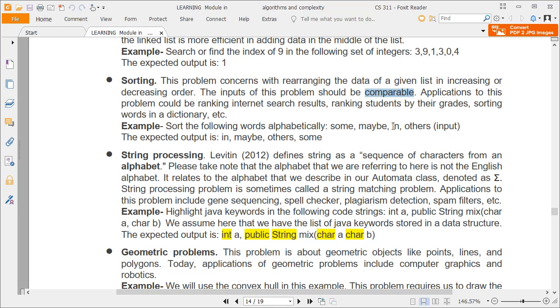Okay, for example, sort the following words alphabetically, meaning from A to Z. So, some, maybe, in, others. Makita nimo ang input. So, our output for that given input is muna ang in, then maybe, then others, then some.